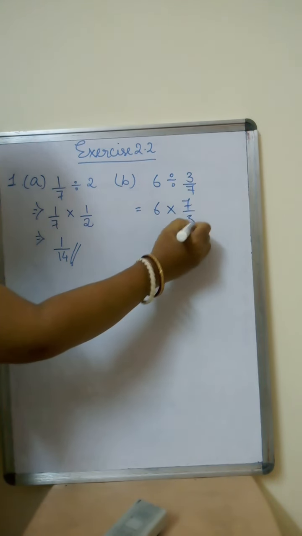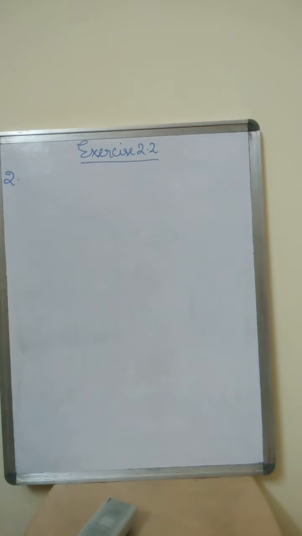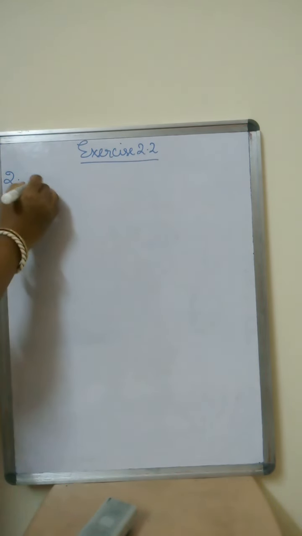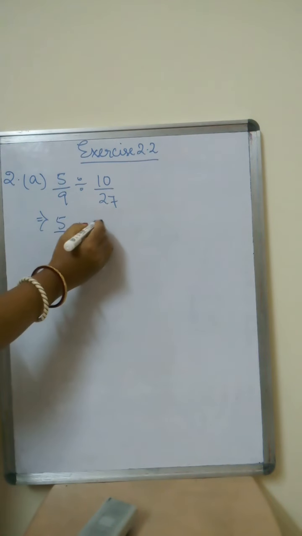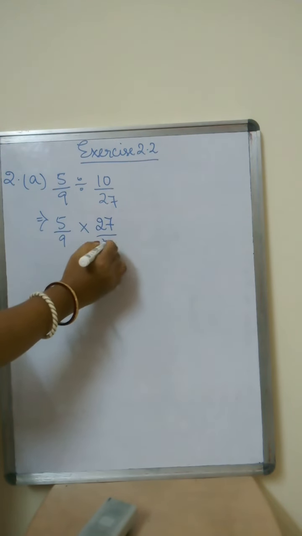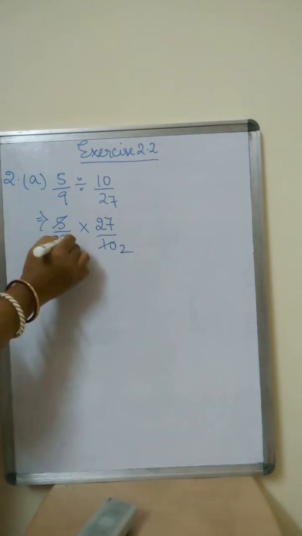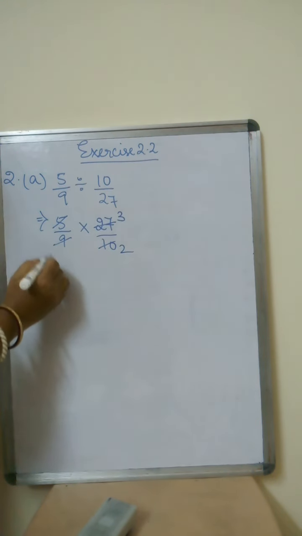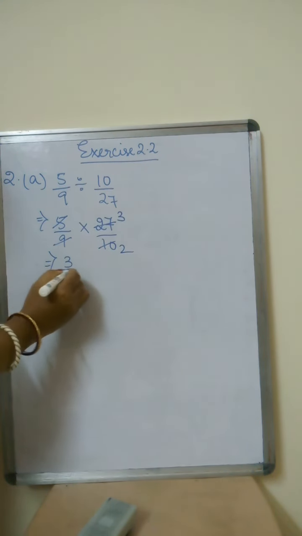Next we come to question number 2. So what is given there in question number 2? In question number 2 it is given divide. Okay. So the first one is 5 by 9 divided by 10 by 27. Okay. Now like the previous one, the first fraction will remain the same. We put a multiply sign, we reverse it. So 27 goes up and 10 comes down. So 5 2s are 10. 9 3s are 27. So what is your answer? Your answer is 3 by 2.